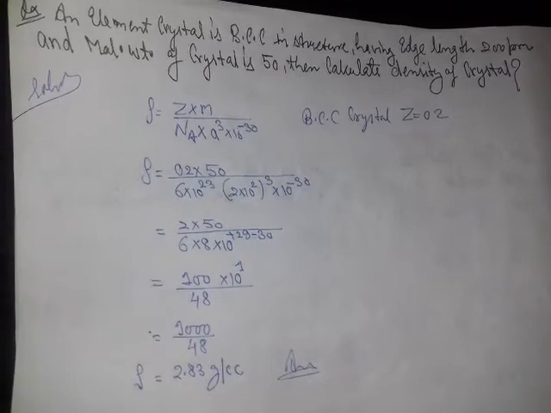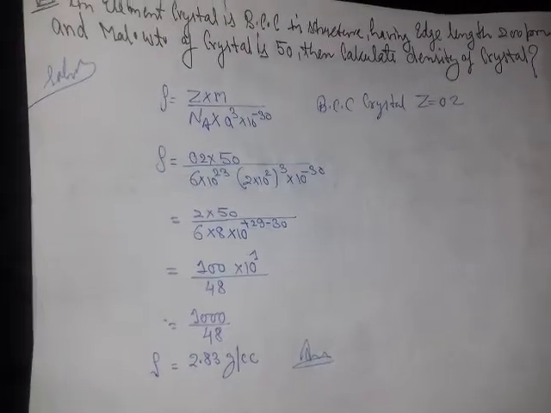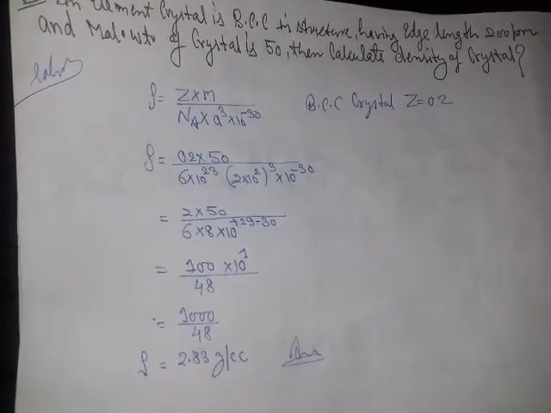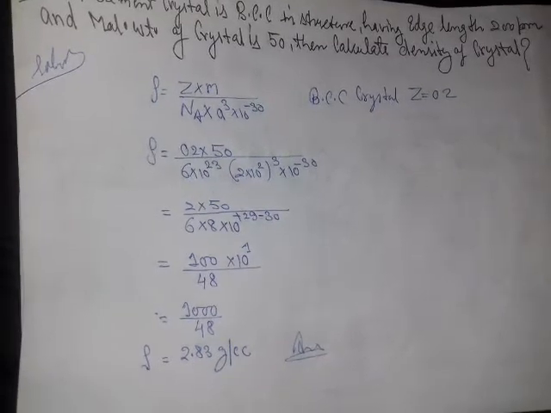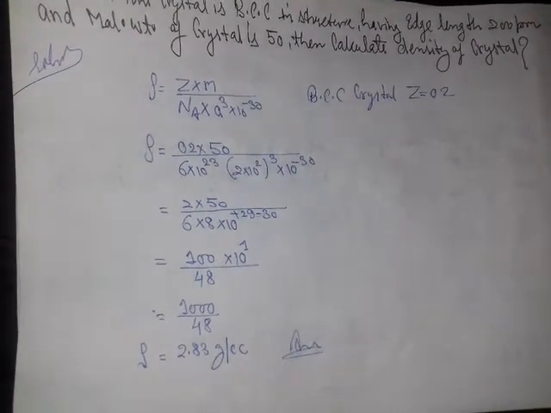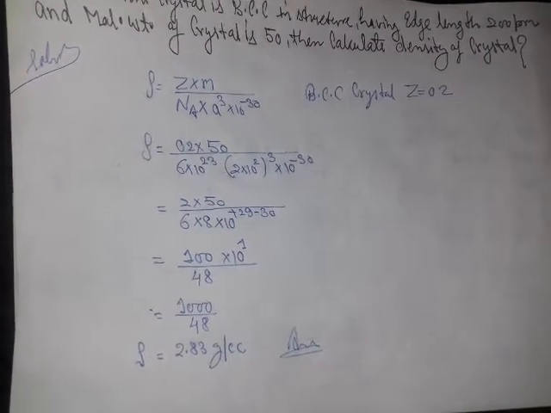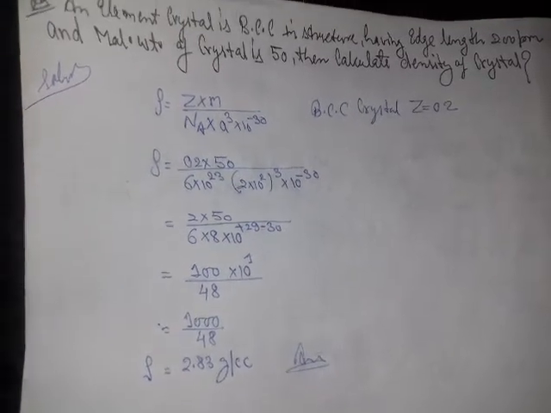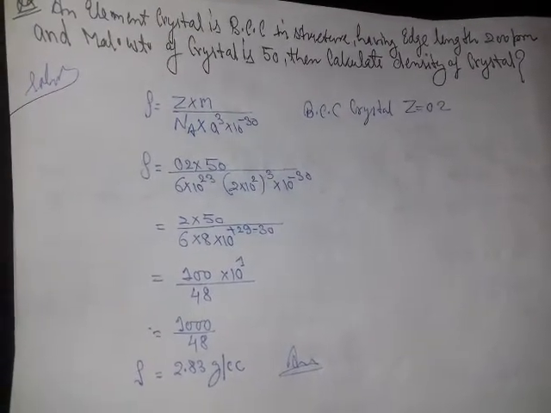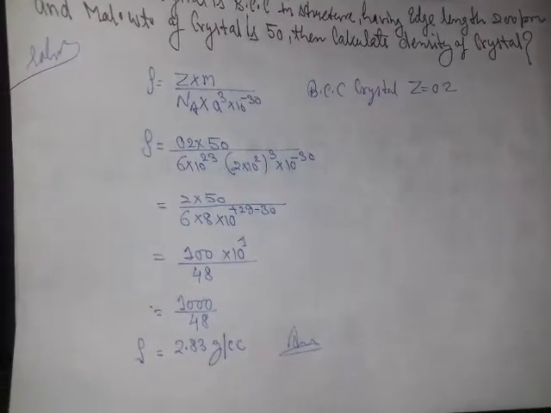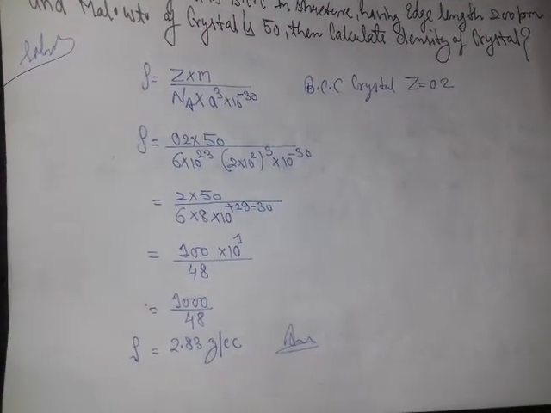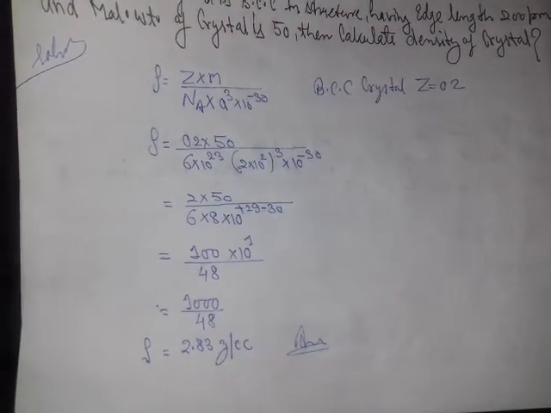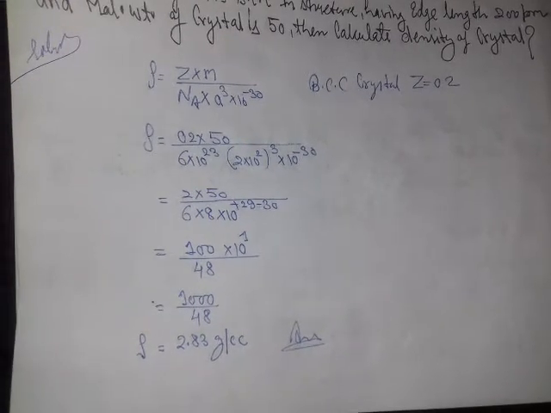Then calculate the density of the crystal by using the formula of density, that is rho equals Z into M upon Na A cube into 10 power minus 30. Putting the Z value as 2 because the crystal has a BCC structure, and solving the equation we got the density value as 2.83 gram per cc.